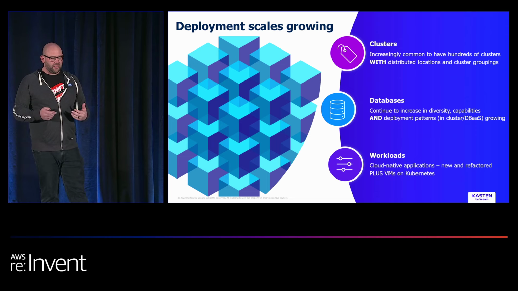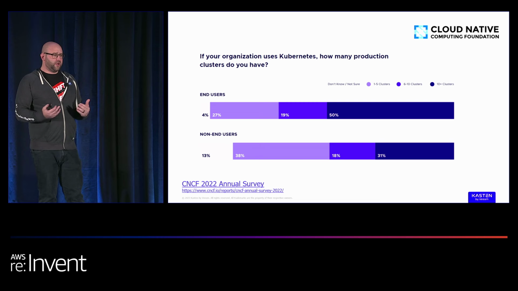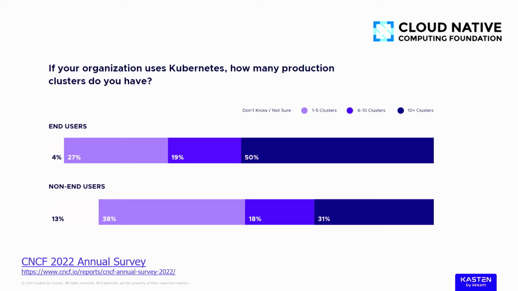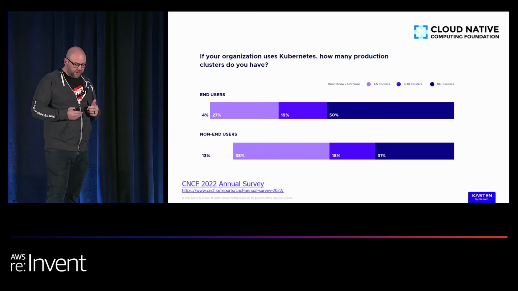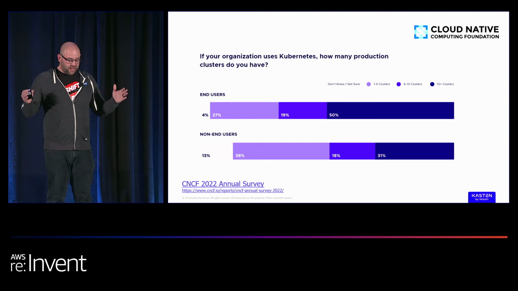So obviously we don't just make this up. We look at the industry trends around things like the CNCF, the Cloud Native Computing Foundation. They asked a group of people, if your organization uses Kubernetes, how many production clusters do you have? And if you compare this to last year, this is definitely growing as well. It would have probably been good to put that on there as well. But you can see that 10 plus clusters is a large amount of what that number of people reported back.